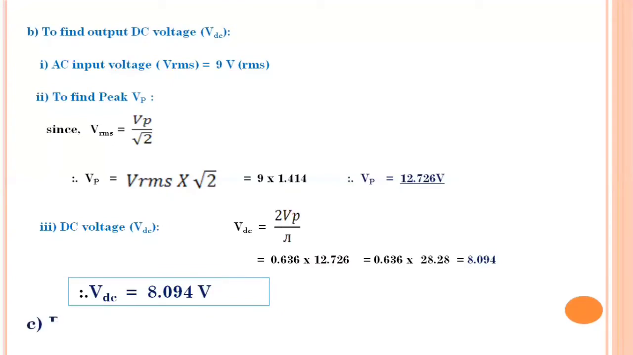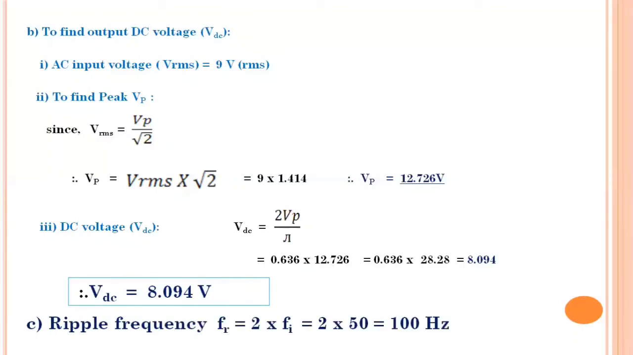Now come to the third one, the ripple frequency. You have seen that in the case of a full wave rectifier, the ripple frequency is double the frequency of the input AC. The input AC frequency is 50 hertz. Therefore, 50 into 2, 100 hertz becomes the ripple frequency for the given example circuit.